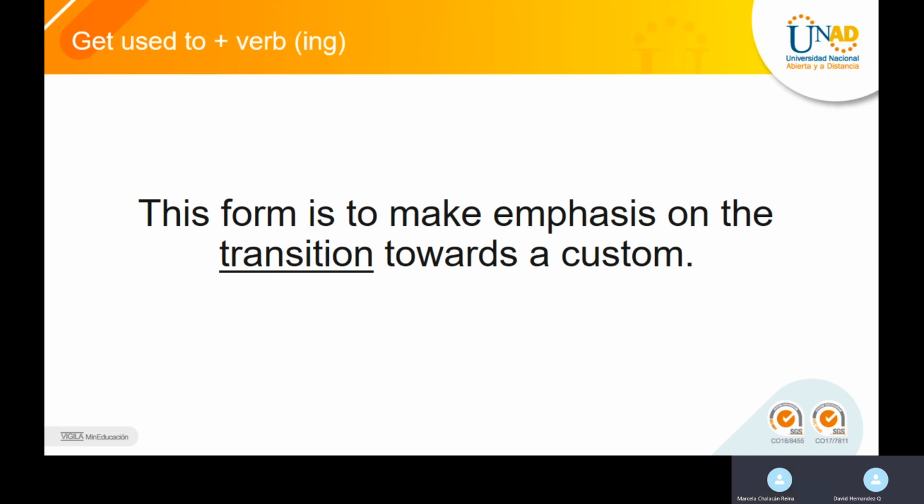All right, so get used to plus the verb in the ing is to make emphasis on the transition towards a custom. So I don't know if maybe these two lines are clear, but what we want to do with get used to is that we want to draw the attention of the person who is listening towards the fact that a process is taking place.